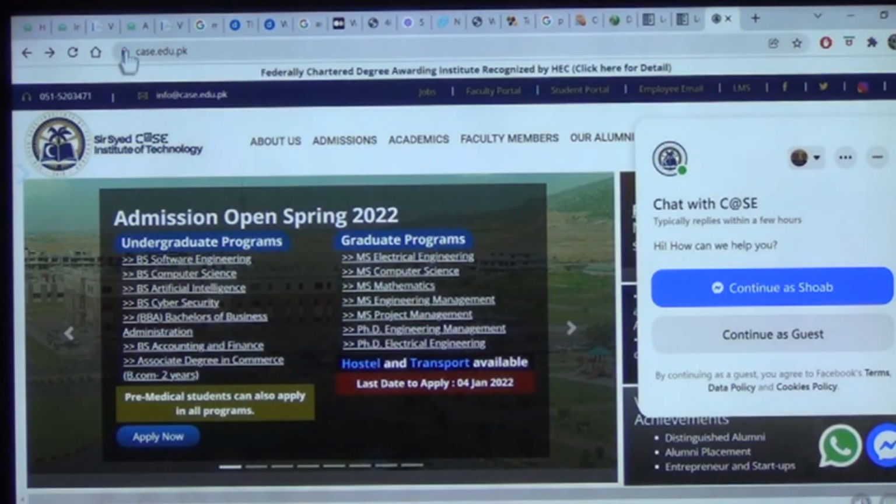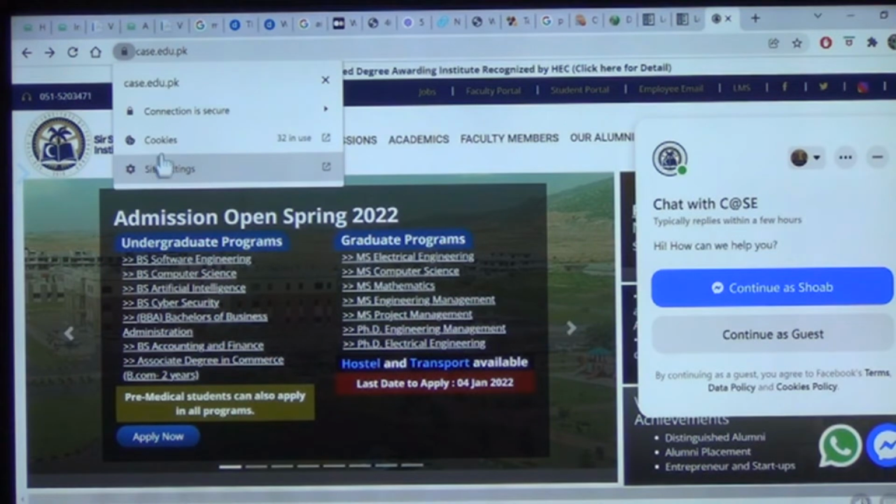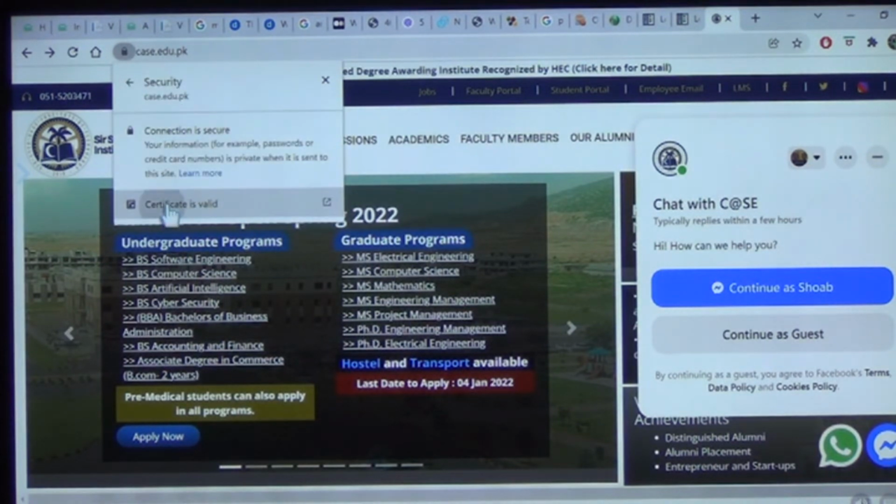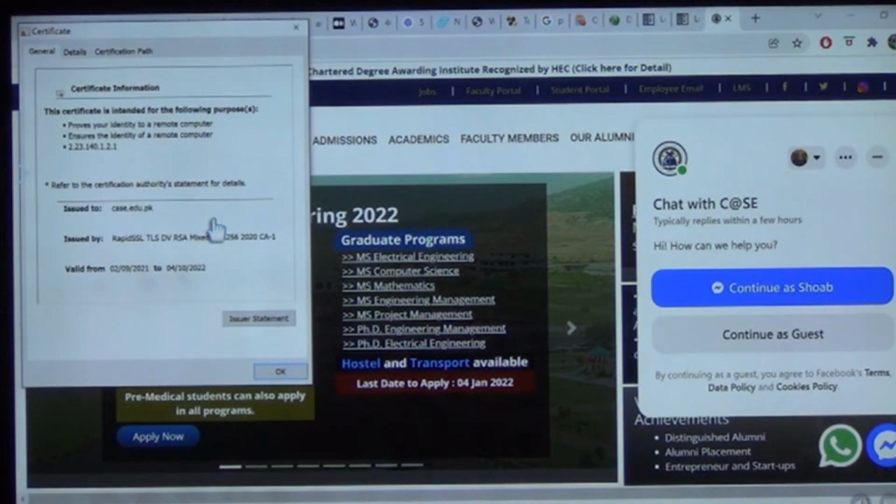So I go and I say connection is secure, certificate is valid. Okay? ये मुझे बता रहा है कि किसको इशू हुआ है, case.edu.pk को इशू हुआ है. किसने इशू किया हुआ है? Rapid SSL ने इशू किया हुआ है. This is the CA. Rapid SSL is a CA. और ये कुछ एल्गोरिथम के TLS भी हो रहा है, और उसमें DV, RSA, this.